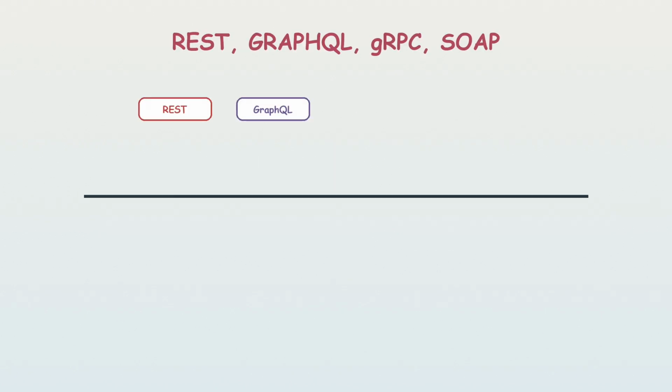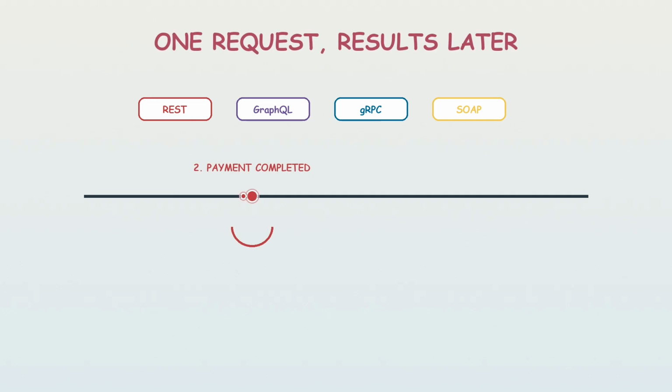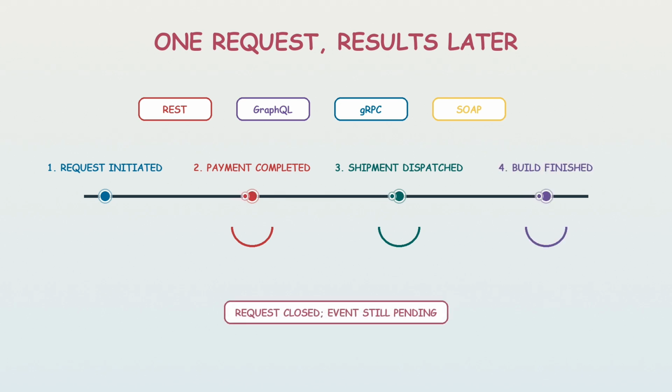REST, GraphQL, gRPC, and SOAP usually begin when one system sends a request. But many important events happen later. A payment may take several seconds to clear, a shipment may be dispatched hours later, or a code build may finish after the original request has closed. Webhooks handle this kind of delayed notification.